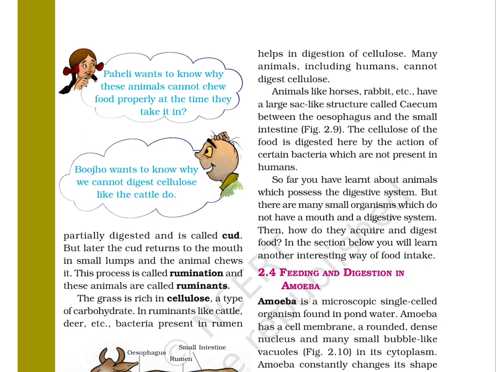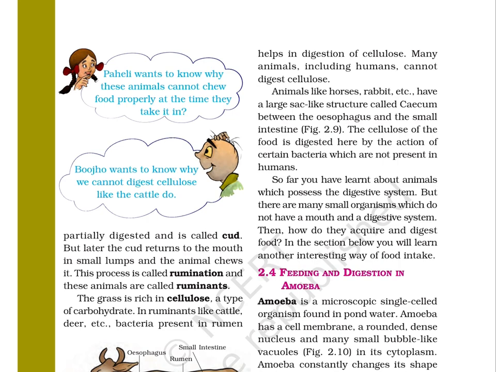Animals like horses, rabbits, etc. have a large sac-like structure called cecum between the esophagus and the small intestine. You can observe this in figure 2.9. The cellulose of the food is digested here by the action of certain bacteria which are not present in humans. Figure 2.9. Digestive system of ruminant.